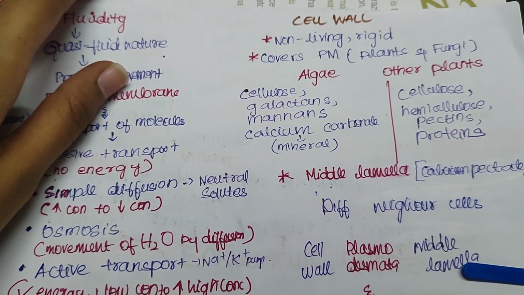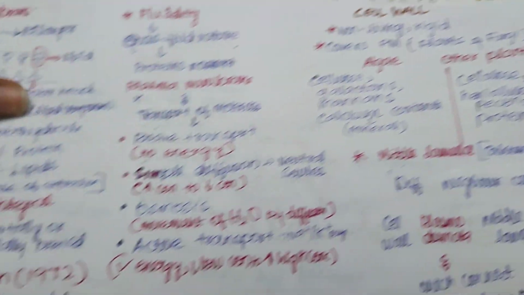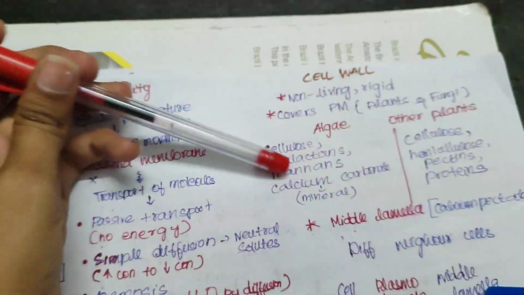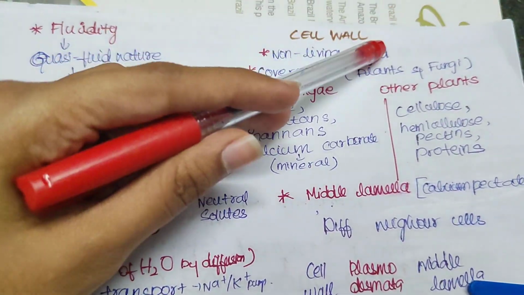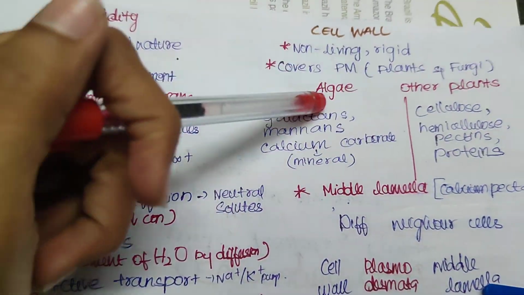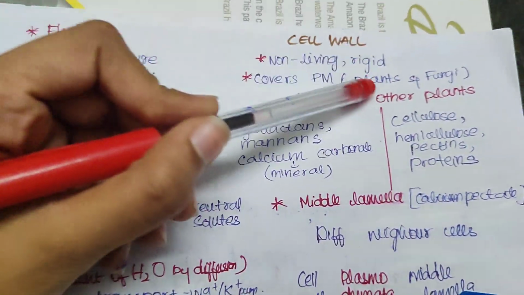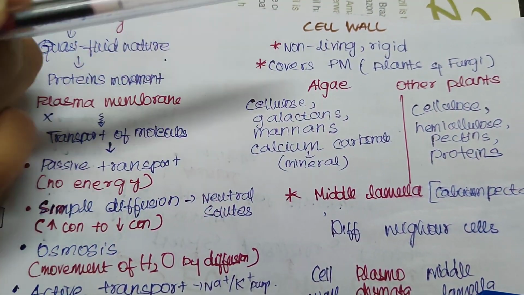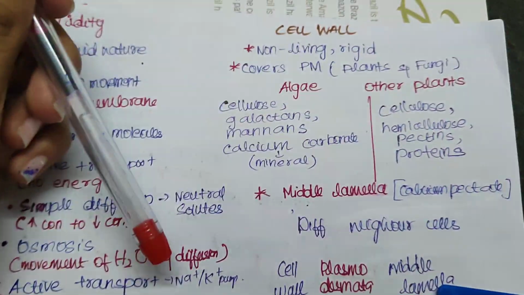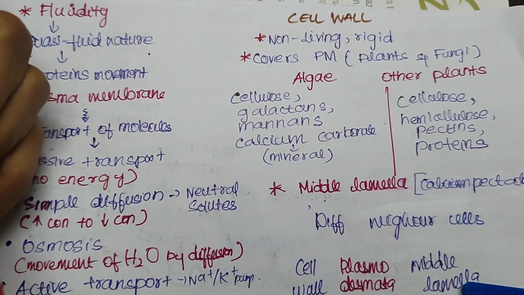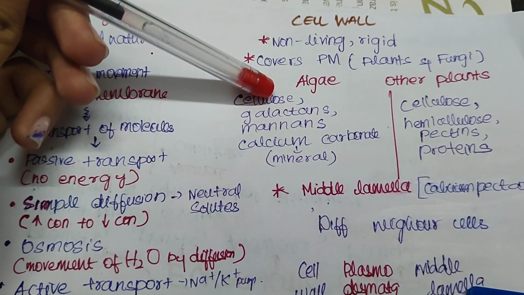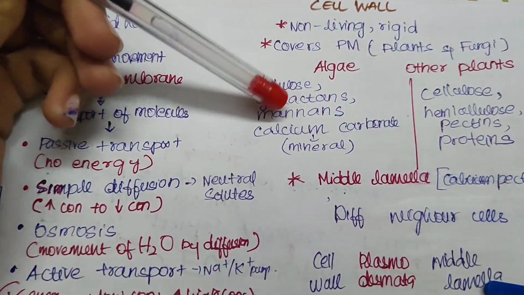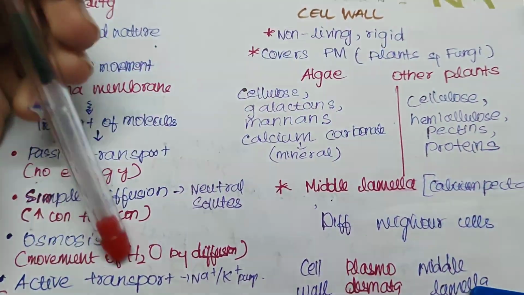Now we will talk about the cell wall. We talked about the cell membrane. Now we will talk about the cell wall. These cell walls are non-living. Cell walls are non-living and rigid, solid kind of thing, and it covers the plasma membrane in plants and fungi, because cell walls are absent in animals, as you know now. Now we will see the cell walls are made up of different types of components in different kinds of plants. In algae, it contains cellulose, galactans, mannans and calcium carbonate, which is a mineral.